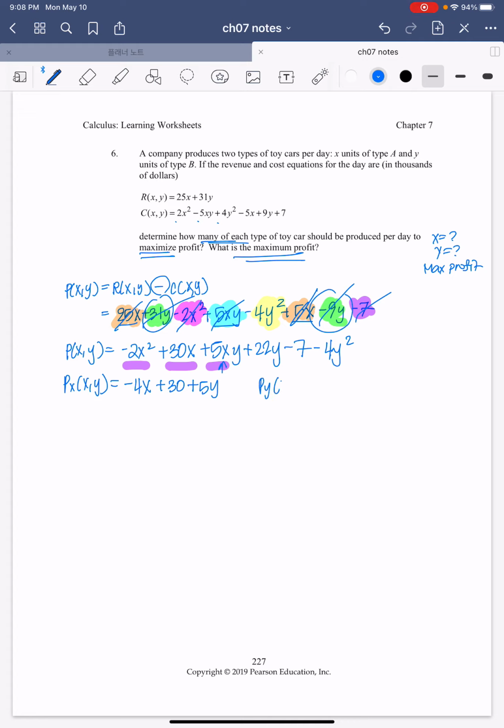P of y, x comma y, so that will be taking respect to y. There's my y term, there's my y term, there's my y term. So the first two terms are constant. 5y, derivative of y is 1, so 5x plus 22, and then minus 8y. Okay, now let's set it equal to 0 to solve x and y to find the critical point.